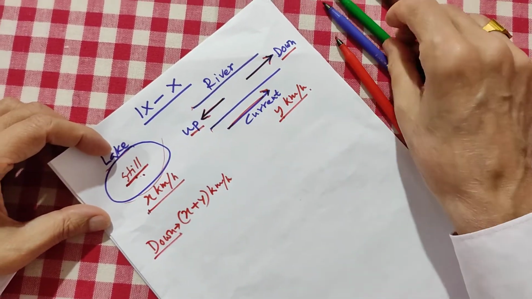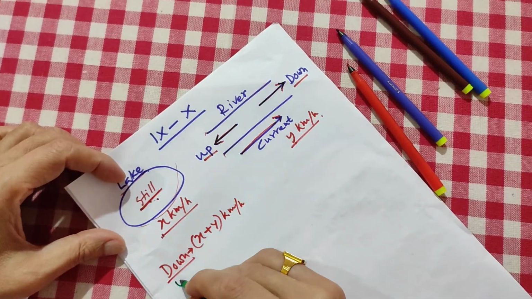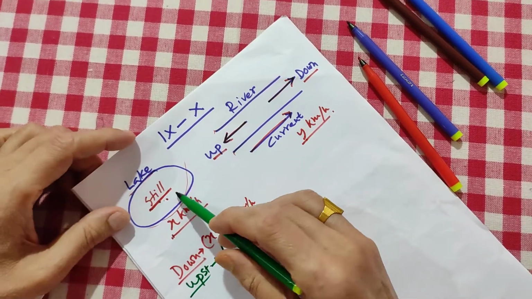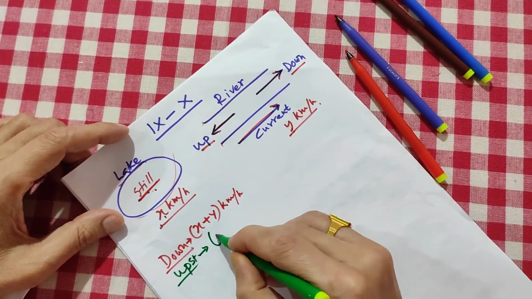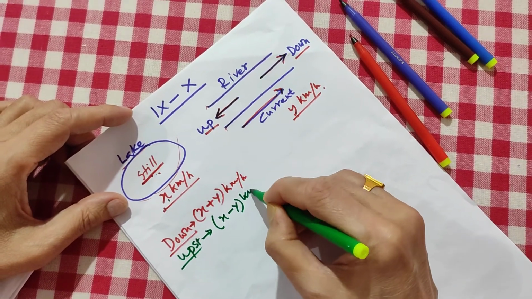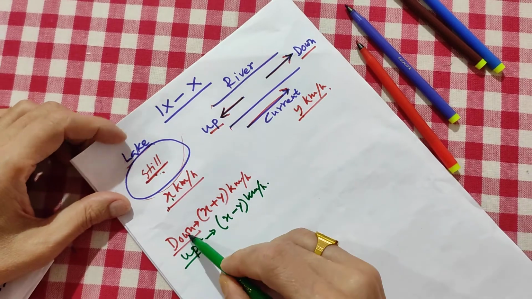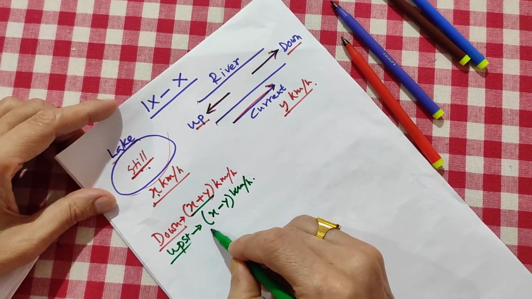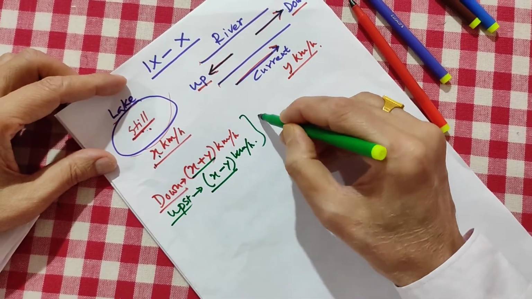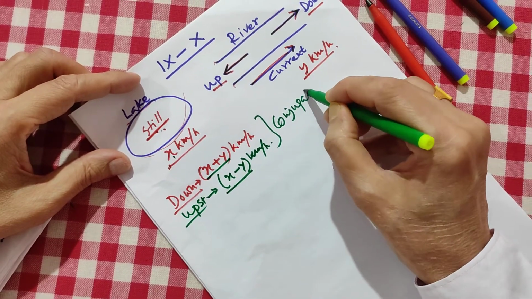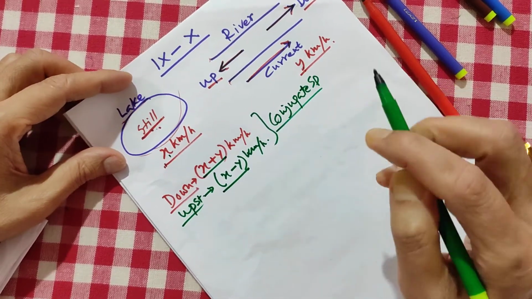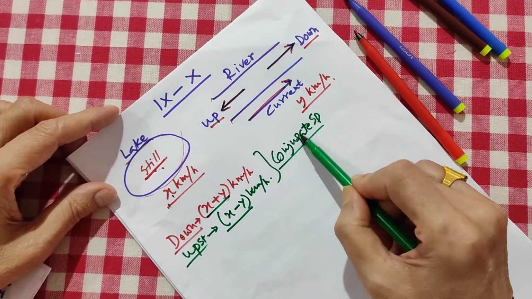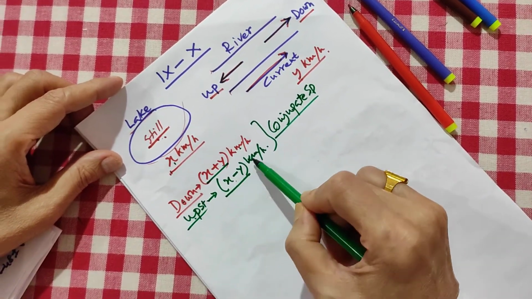And when the same boat moves upstream against the current, its speed will decrease. It will be less than what is normal, less than x. Less by how much? Y. That means x minus y kilometer per hour. So downstream speed of the boat will be x plus y kilometer per hour, and upstream speed will be x minus y. So these two are called conjugate speeds of the boat. So we say the conjugate speed of the boat downstream is x plus y kilometer per hour, and the conjugate speed of the boat upstream is x minus y kilometer per hour.